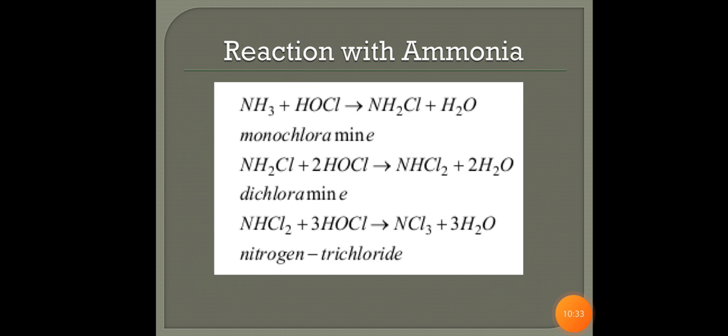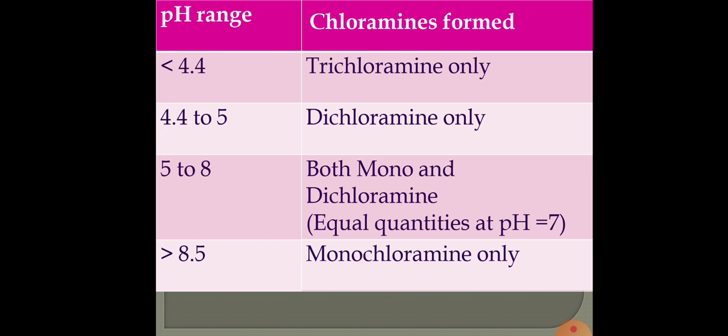So it is more effective than using chlorine alone. This is a chemical reaction, which shows what happens when it reacts with ammonia. So these are the chloramines that are formed for various ranges of pH. When it is less than 4.4, trichloroamine only. Between 4.4 to 5, dichloroamine only. Between 5 to 8, both mono and dichloroamines are formed. And for pH greater than 8.5, monochloroamine only.